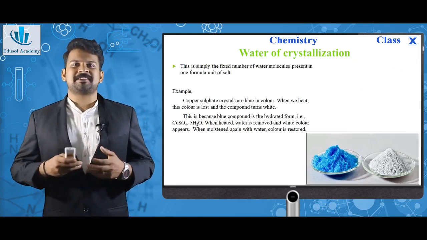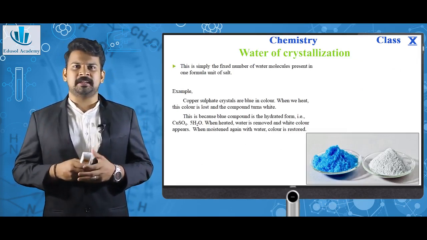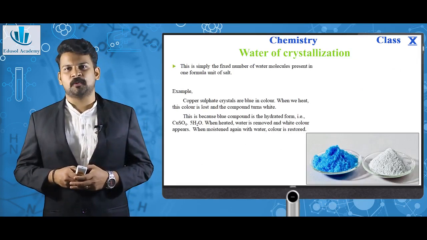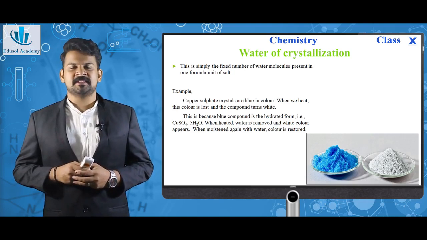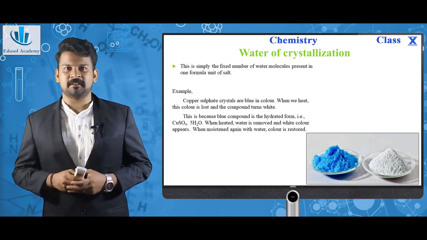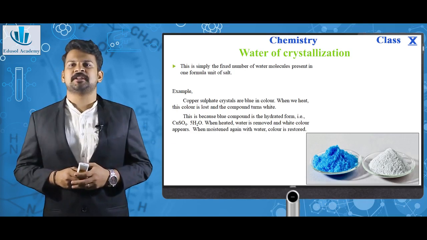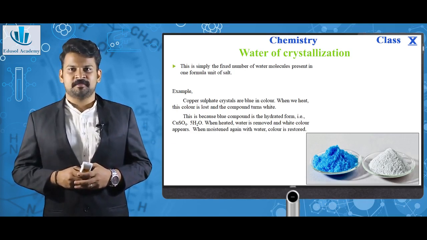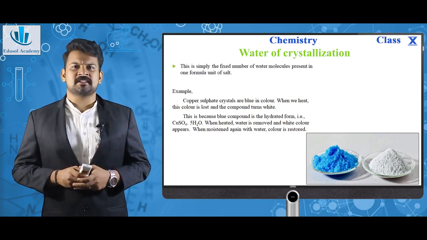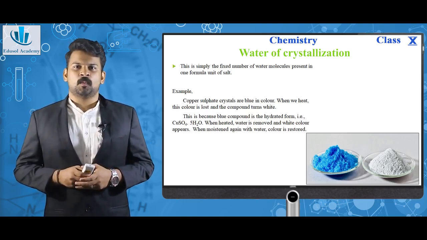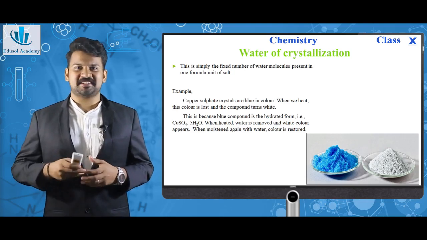Now, water of crystallization. Water of crystallization is simply the fixed number of water molecules present in one formula unit of salt. This can be made clear with the help of an example. As you can see here, both these are copper sulfate crystals. But we don't know what is this white color. Copper sulfate crystals are blue in color. When we heat, the color is lost and compound turns white.